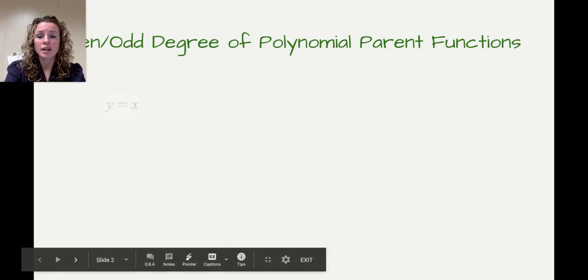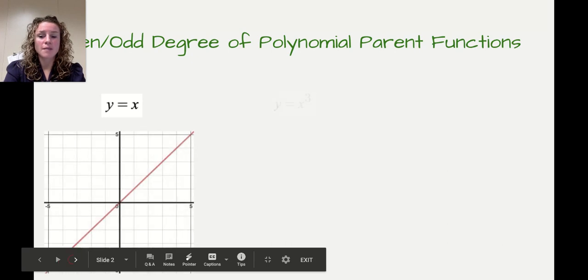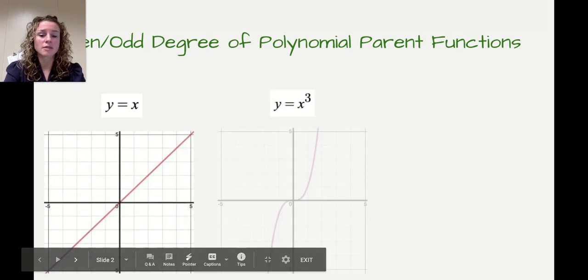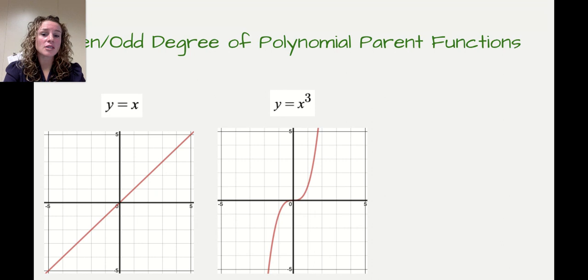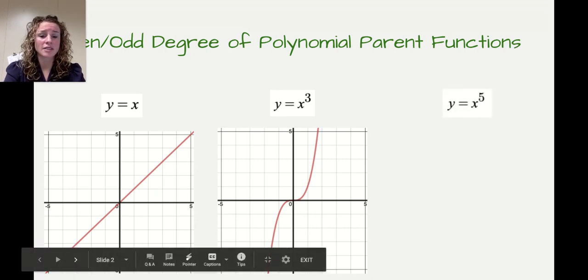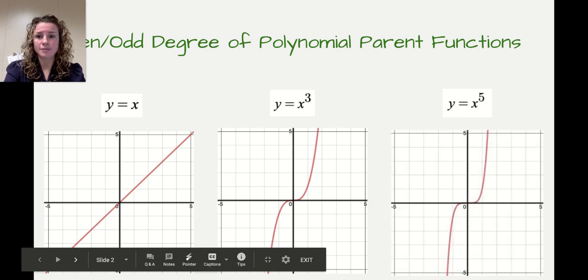So if we remember, we have our parent functions y equals x. There's the graph of that. We have y equals x cubed. There's our graph of that. And then also another function that we haven't really talked about but is still a polynomial would be y equals x to the fifth. And there's the graph of that. So if you remember from last week, y equals x is our linear function. Okay, notice with the line, the degree would be 1. X to the first power is a line.